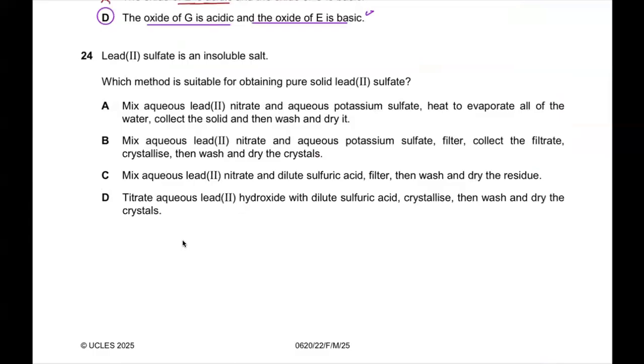Now, MCQ number 24. Lead(II) sulfate is an insoluble salt. Which method is suitable for obtaining pure lead(II) sulfate? Okay, so it's an insoluble salt, so we do the precipitation, right?